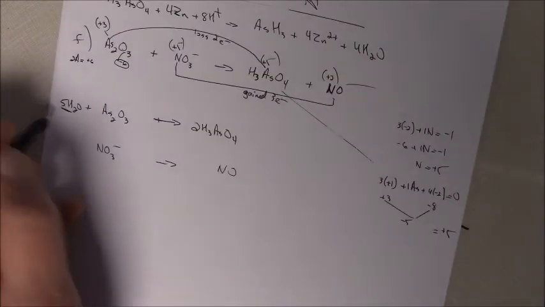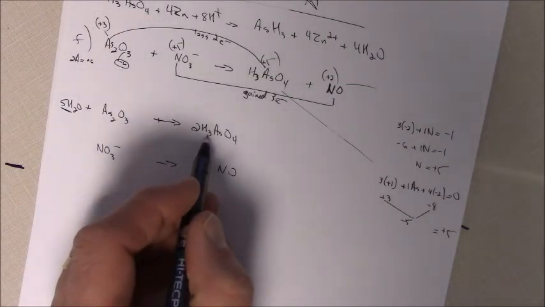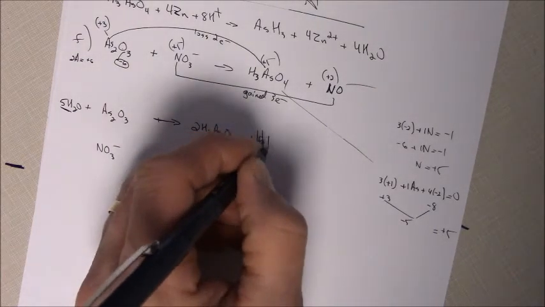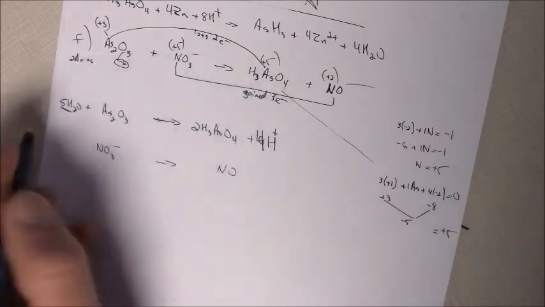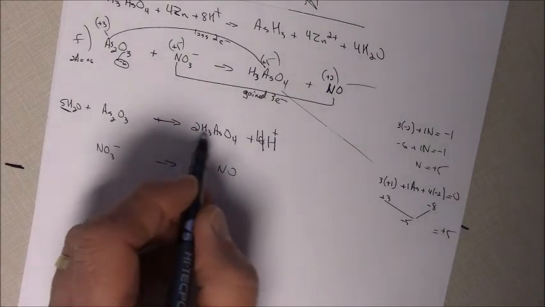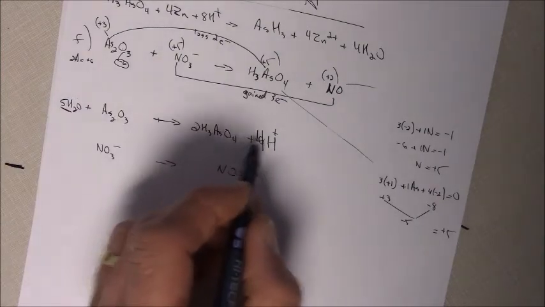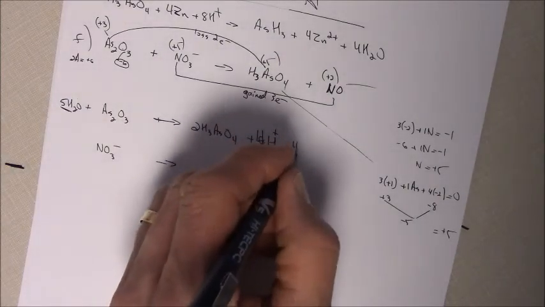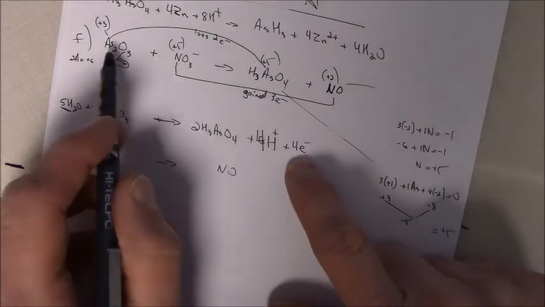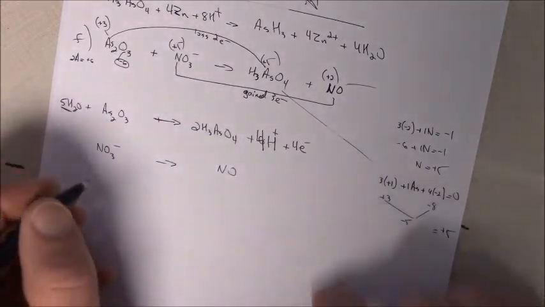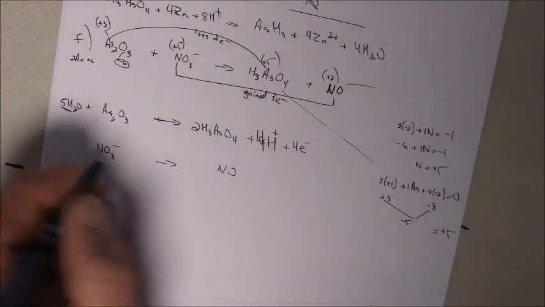10 hydrogens. I need 4 more, 10, 6. 4 more H pluses. No charge here, +4, so +4 electrons. You can see that makes sense anyway, because you've got 2 arsenics each undergoing a loss of 2, so that makes sense. Down here, 1 nitrogen, that's fine.